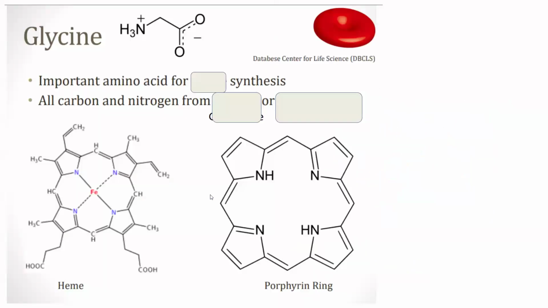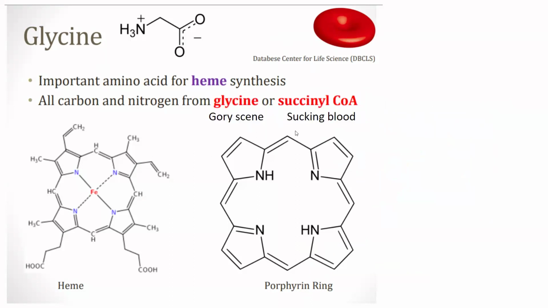Okay, so let's try to recap what we just said. Glycine, remember glycine is important for what component of red blood cells? Heme. And heme gets the carbon and nitrogen from which two precursors? Remember, glycine and succinyl-CoA. And this is the porphyrin ring that has the iron in the middle. So this whole structure, we call it heme.